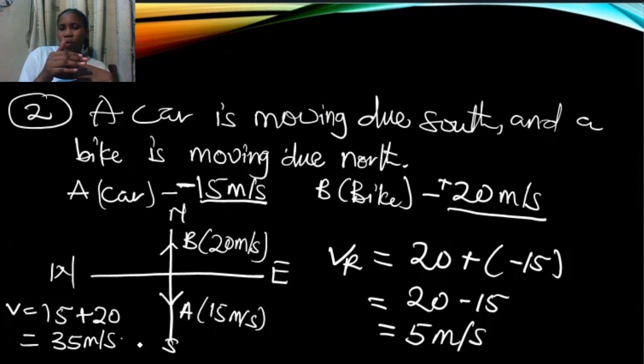So in a case where we have two vectors, one moving due north and the other moving due east, how are we going to add those two vectors? We'll look at that in our next video.